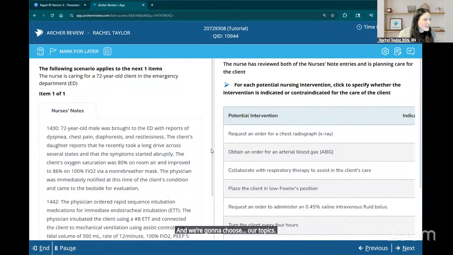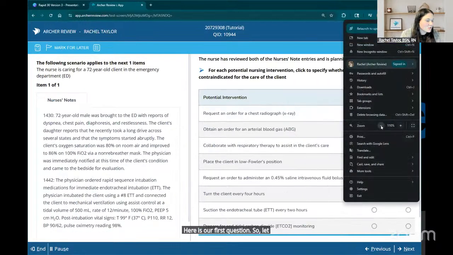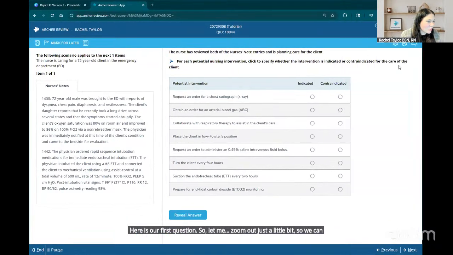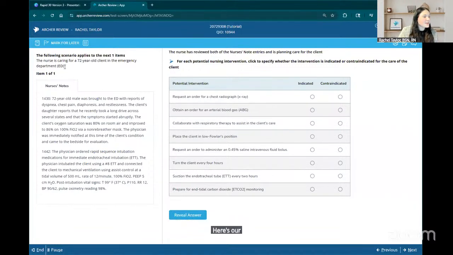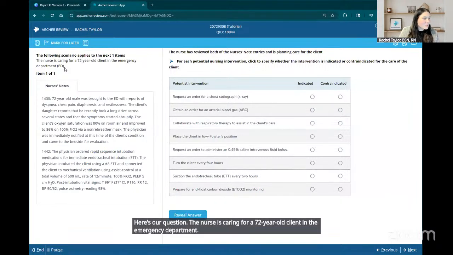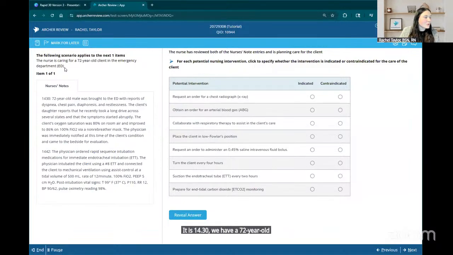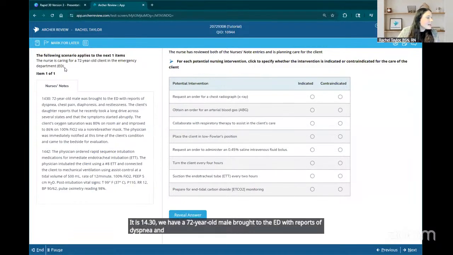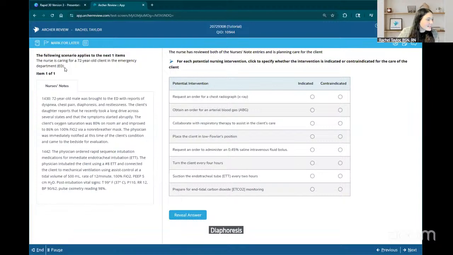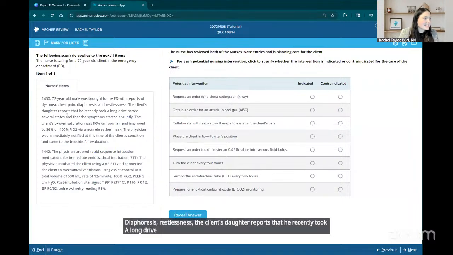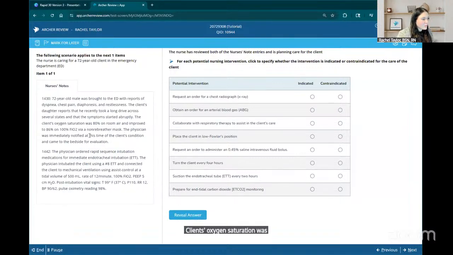All right, here is our first question. So let me zoom out just a little bit so we can see the whole thing. Here's our question. The nurse is caring for a 72-year-old client in the emergency department. It is 14:30. We have a 72-year-old male brought to the ED with reports of dyspnea and chest pain, diaphoresis, restlessness. The client's daughter reports that he recently took a long drive across several states and his symptoms started abruptly. Client's oxygen saturation was 80% on room air and improved to 86% on 100% FiO2.